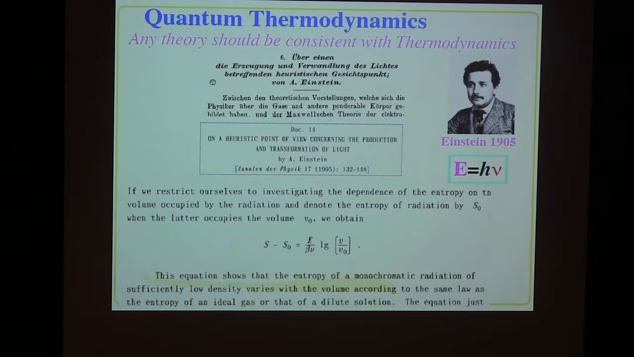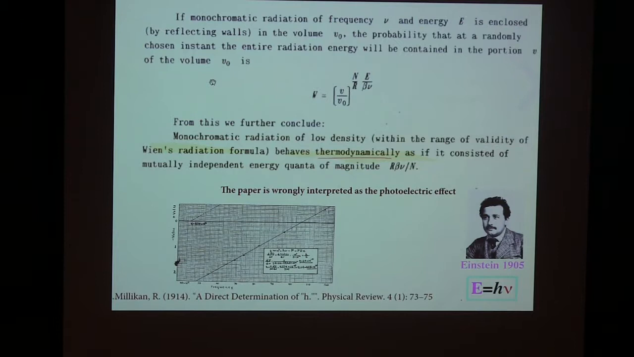So how does Einstein look at this? This is his conclusion: that monochromatic radiation of low density, within the range of validity of Wien's radiation formula, behaves thermodynamically as if it consists of mutually independent energy quanta of magnitude. So what Einstein does there is draw an analogy between an ideal gas, which we know is particle-like in behavior, and the thermodynamic or statistical mechanics behavior of light inside a cavity, and goes to the radical conclusion that light is quantized, just from that. Sometimes people refer to this paper as the photoelectric effect, but that's wrong, because the photoelectric effect was measured by Millikan in 1914, nine years after this paper came out.